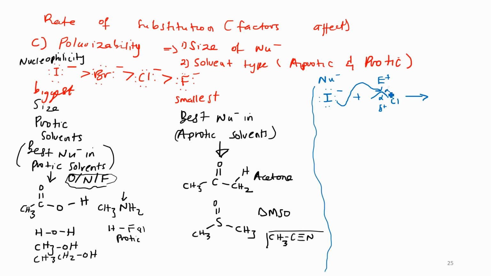So you expect this bond to break towards the chlorine because chlorine is more electronegative. So to show your product, you get I there, and then you're going to get Cl minus. Now, I said this is going to be the best nucleophile if you have solvents, let's say like water or any other protic solvent. Iodide will win. Like the rate of reaction is going to be faster.